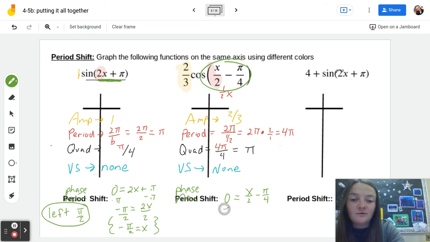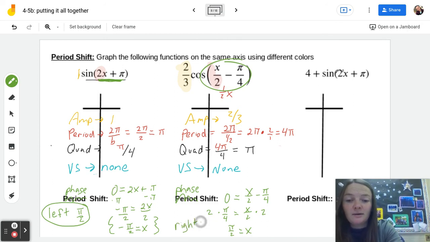If I add pi over 4 to both sides, I get pi over 4 is equal to x over 2. Multiply by 2 on both sides, and we'll get pi over 2 is equal to x. So what this means is this time we're going to go right pi over 2.